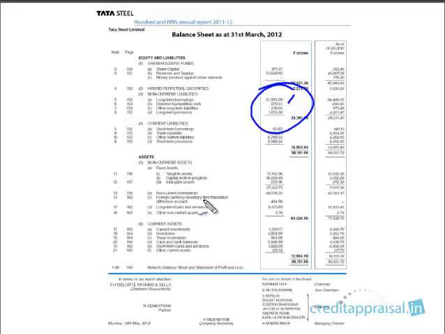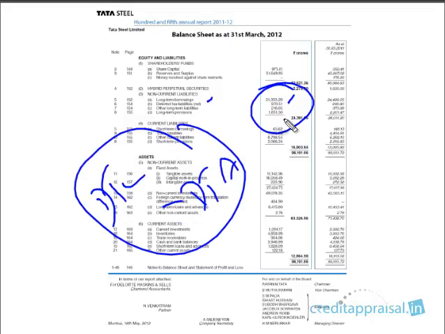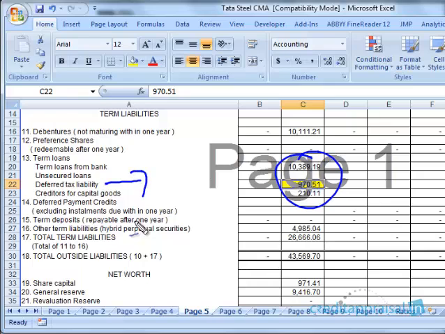This actually is netting. There will be a deferred tax liability and a deferred tax asset. So this netting figure is placed here, 970.51 crores. So I'm going to place this under term liabilities. 970.51 crores goes under deferred tax liability. It's a term liability.